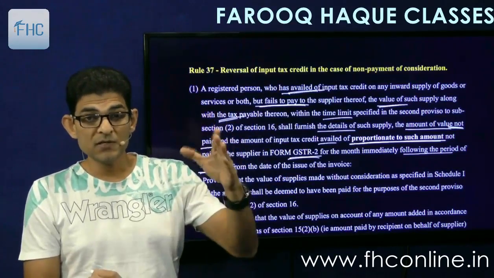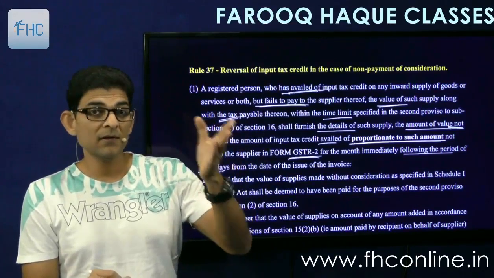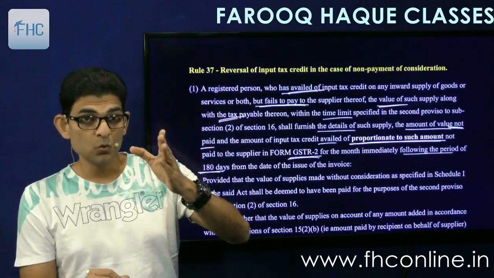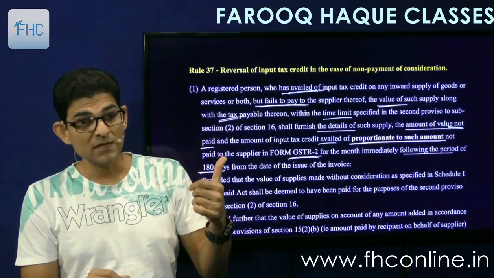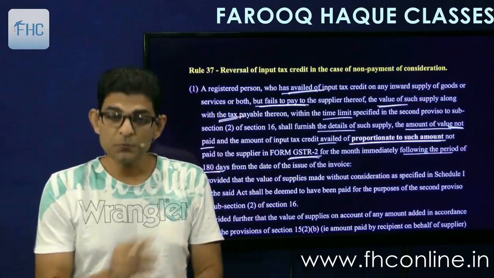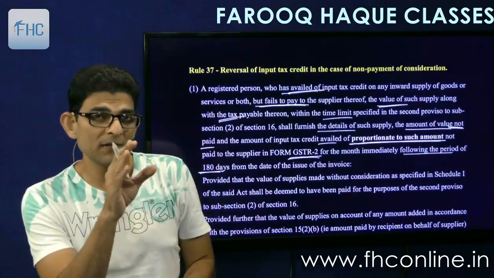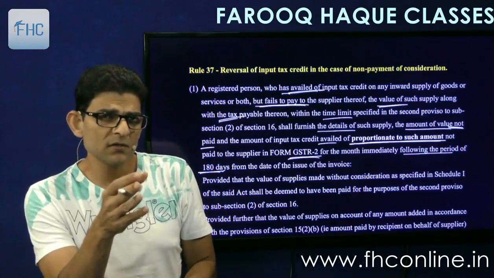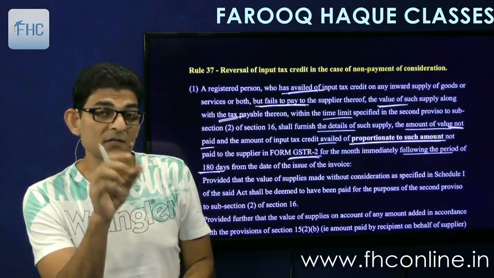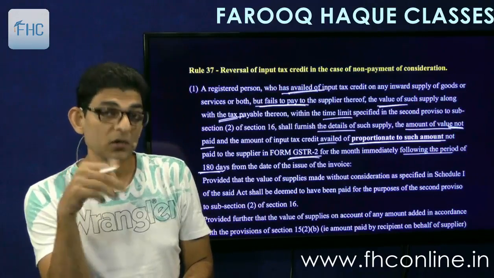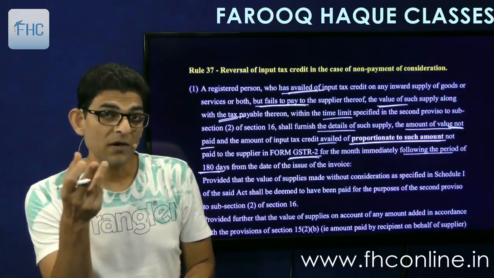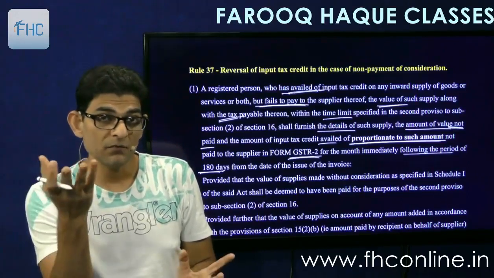So as soon as 180 days expire, and then I file my next GSTR2, I'll have to mention these details. So suppose the 180 days period expires in the month of August, then I'll have to mention the details in the GSTR2 which I file for the month of August, and which I file by, say, 15th of September.